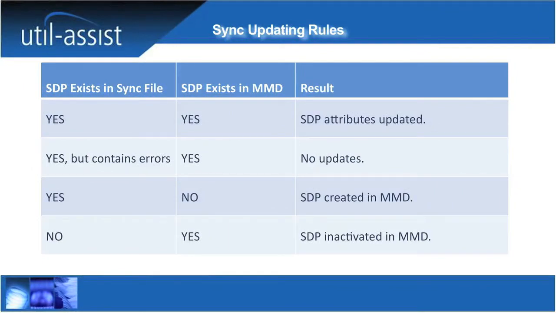After successful pre-validation, the following rules are applied in making updates to the MDMR. If the SDP exists in the sync file, but not the master meter data, the MDMR refreshes the existing SDP attributes in the MMD.